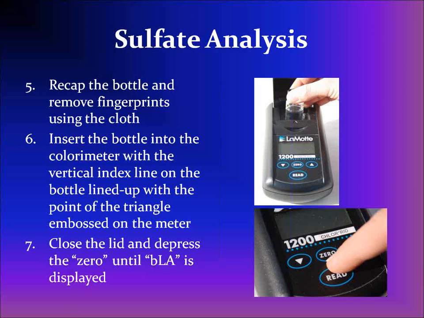Insert the glass vial containing the sample into the colorimeter. A white vertical index line on the side of the vial must be in line with the point of the triangle embossed on the meter housing. Close the lid of the meter and depress the 0 button until BLA is displayed on the meter. This blanks out any coloration.